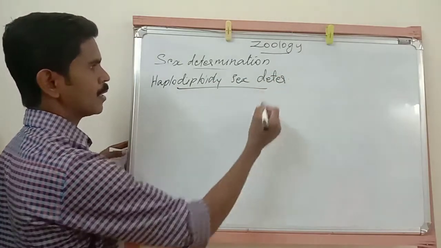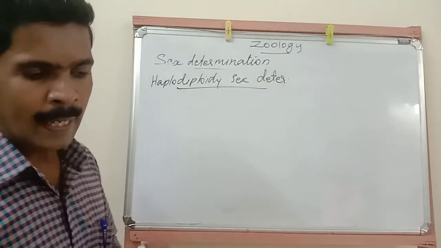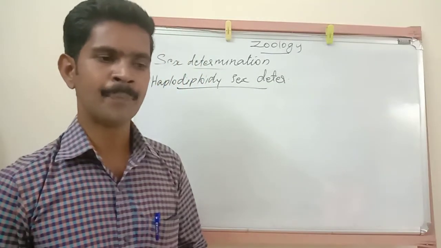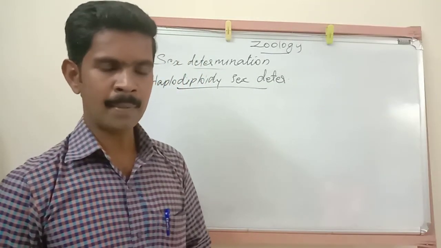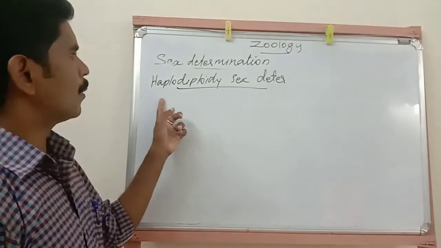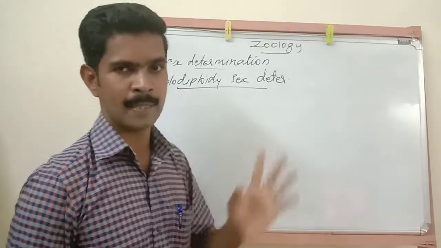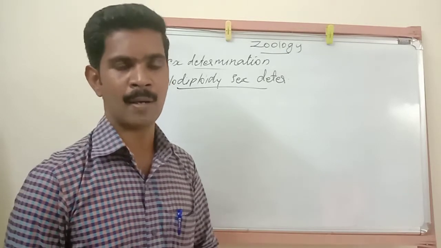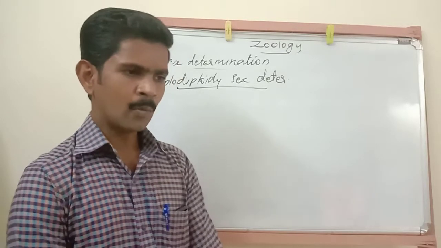Okay, haplodiploid sex determination. We can see haplodiploid sex determination in honeybees. The honeybee is one example of haplodiploid sex determination. We can see it in honeybee families. You all know honeybees.